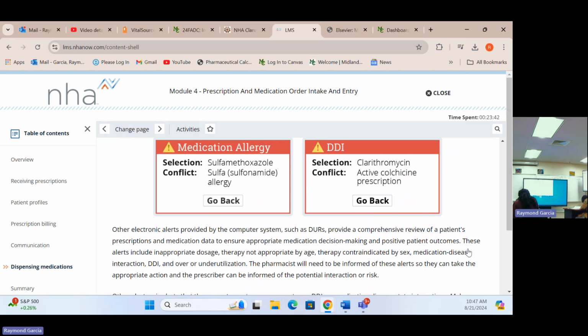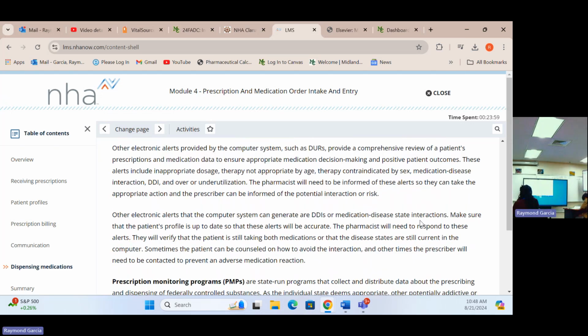So there's an example of a medication allergy, such as sulfamethoxazole. Other electronic alerts provided by the computer system, DURs, provide a comprehensive review of patients' prescriptions and medication data to ensure appropriate medication use.